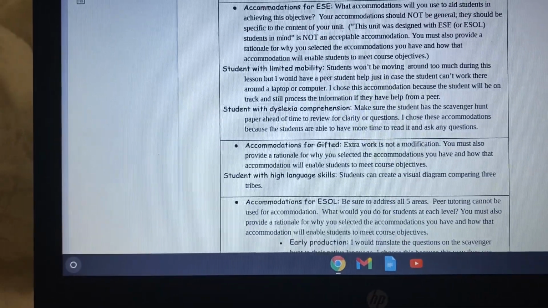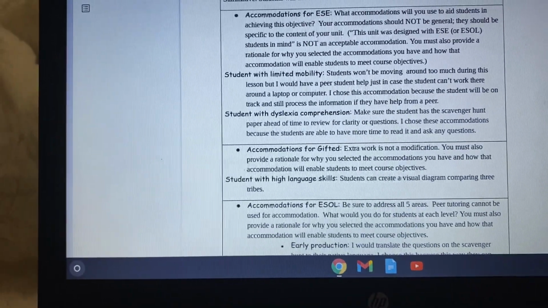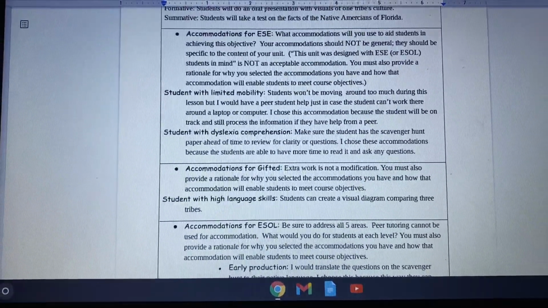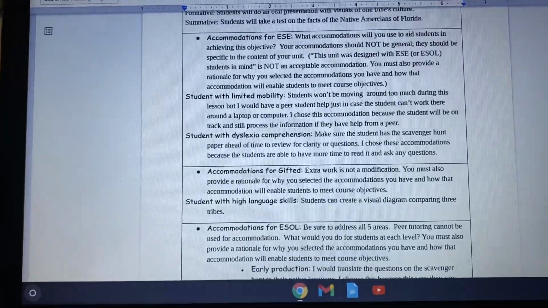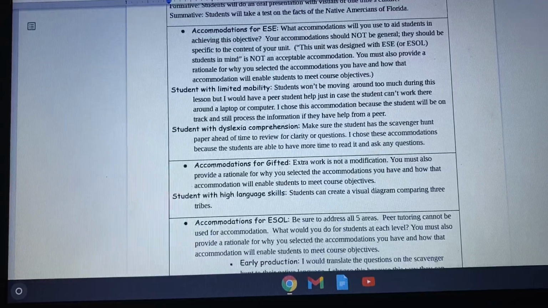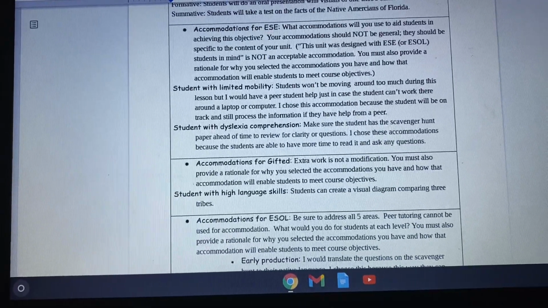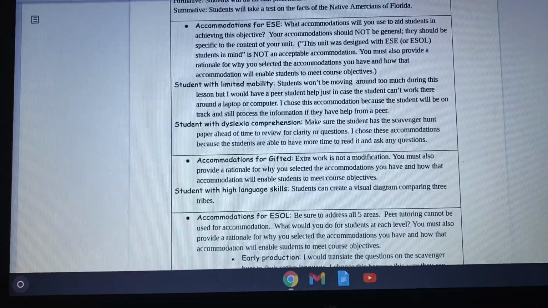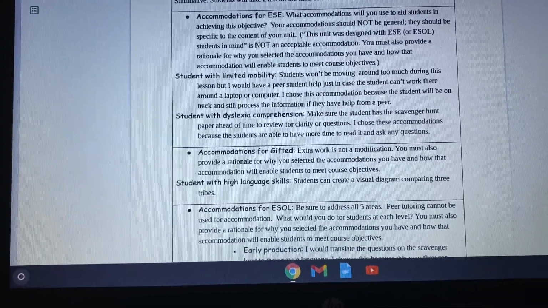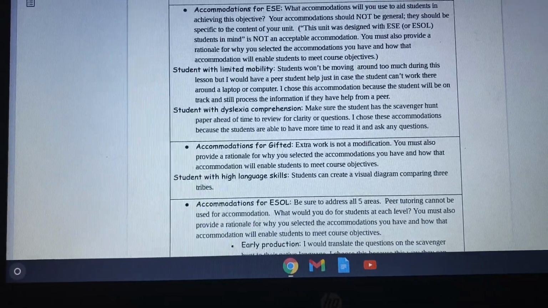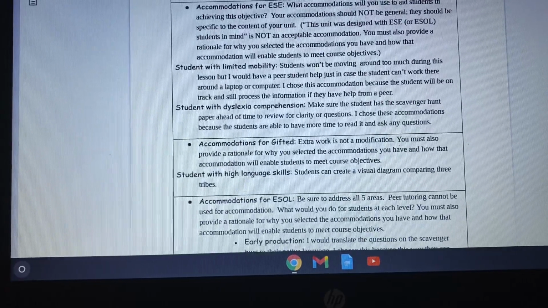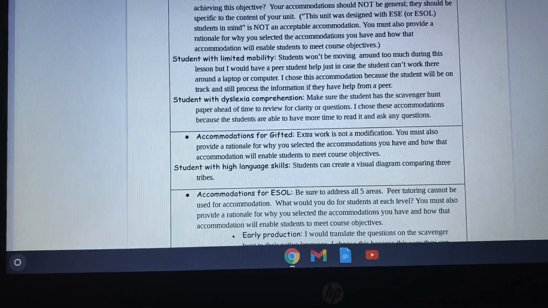I said accommodations for ESE, I chose students with limited mobility, and I said students won't be moving around too much during this lesson, but I would have a peer student help just in case the student can't work around a laptop or computer. I chose this accommodation because the student will be on track and still process the information if they have help from a peer. I also chose a student with dyslexia, and I said make sure the student has a scavenger hunt paper ahead of time to review for clarity or questions.